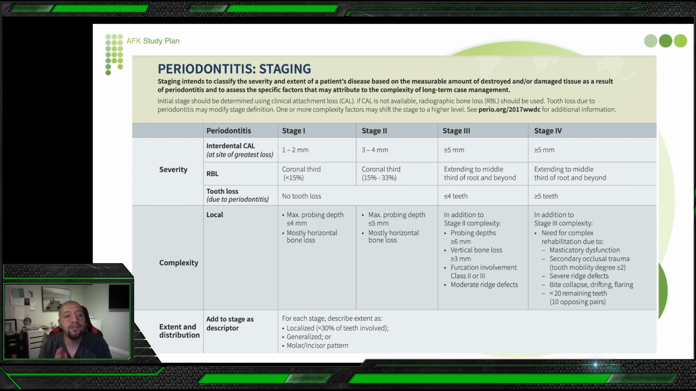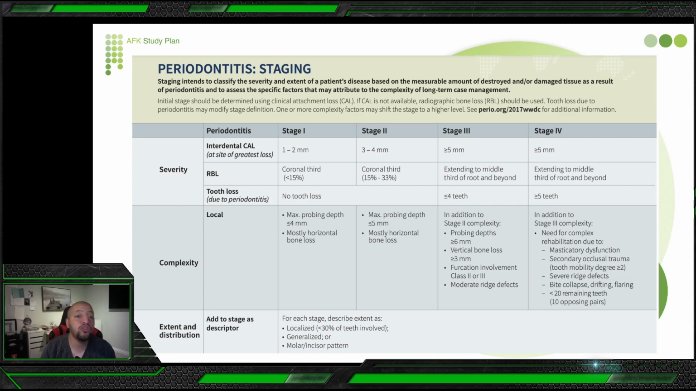So we have more than one factor to decide between stage 1, 2, 3, or 4. Let's go one by one. First is the interdental clinical attachment loss, and I want you to pay attention to interdental, because it gives evidence about what we said before: not every increase in probing depth qualifies your patient as periodontitis. It's interdental clinical attachment loss. So you go to the greatest site of loss. If you have CAL 1 to 2, it will be stage 1, 3 to 4 stage 2, and 5 or more, you go to stage 3 or 4.